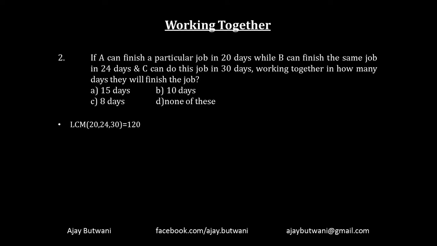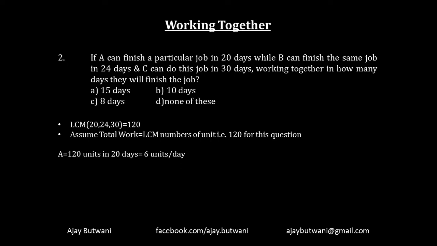Now we will be making the same assumption. 120 is our total work for this question. If A can do 120 units in 20 days, in one day he will be doing 6 units. If B can do the same 120 units in 24 days, in one day he will be doing 5 units. Similarly, if C can do 120 units in 30 days, he is going to do 4 units per day.